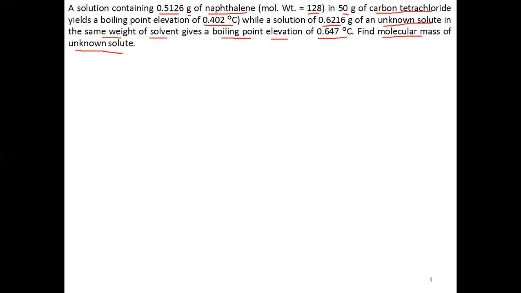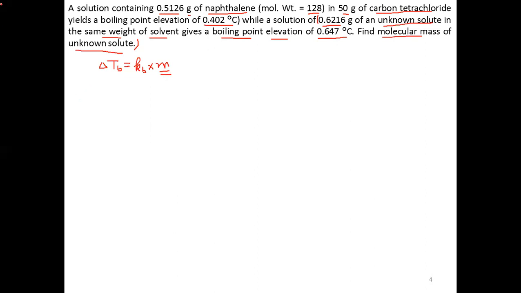Now first let us see what we have, the formula. We have the formula delta TB is equal to KB into m. So this is the formula. Delta TB, the elevation in boiling point, is given. I am now applying this formula to the second case, whose molecular mass we have to determine, because we have to find molecular mass. So it will come from molality.